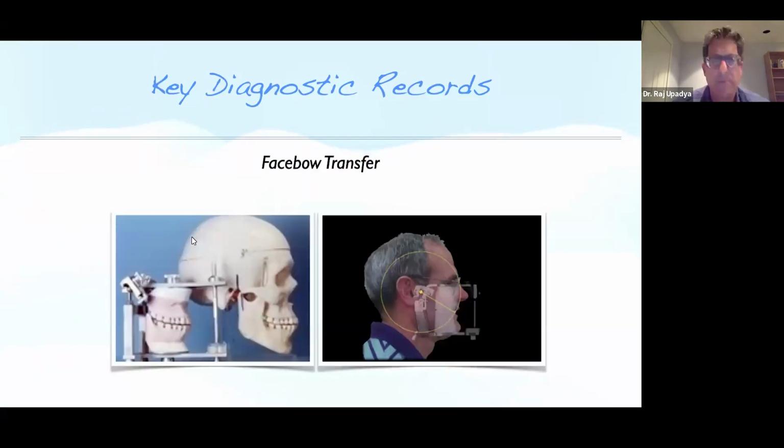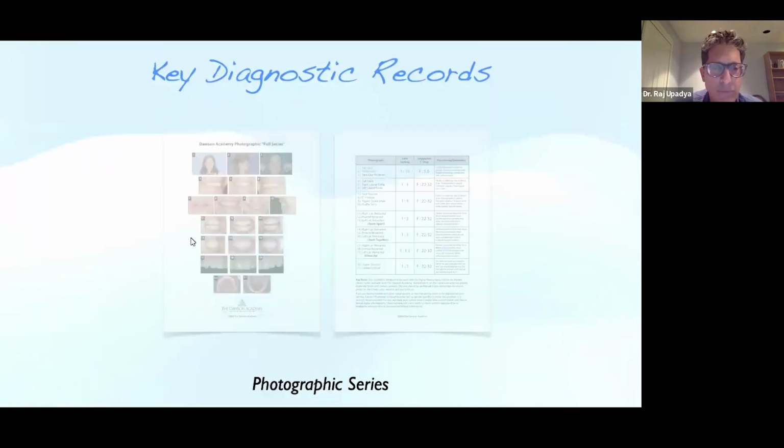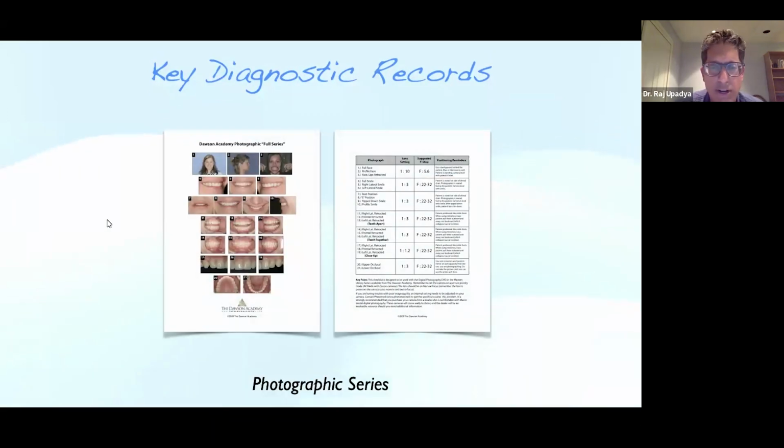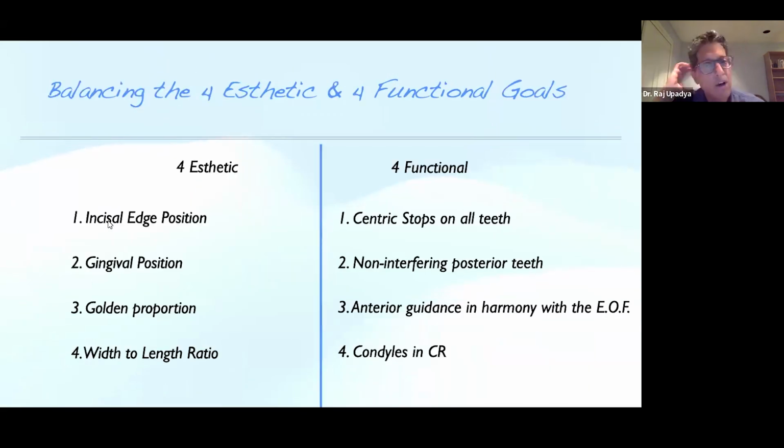All right, so we talked about this. Whether this is going to be in the full digital workflow shortly, as I said, in my office it's kind of a hybrid workflow. We take our full series of photographs. And then ultimately, if we need to alter the occlusion, we want to make sure that we have our functional parameters established, and that our aesthetic parameters are established as well, if we're going to do any work on the front teeth.